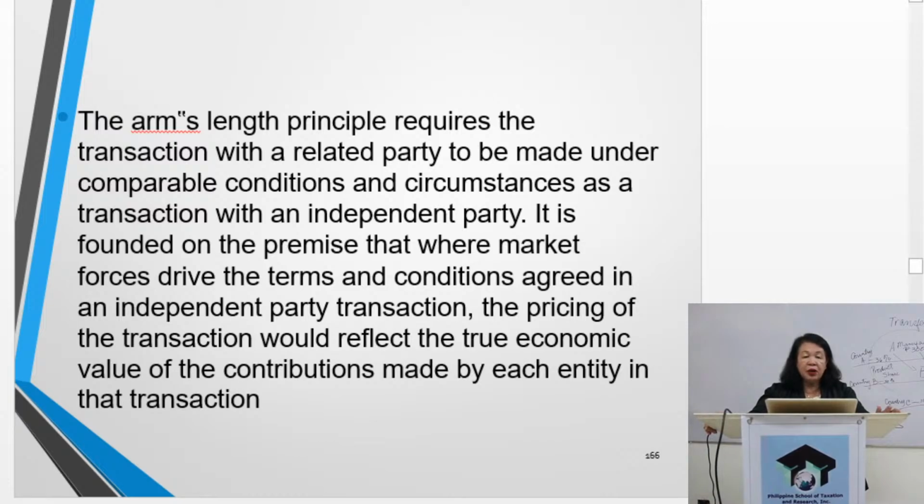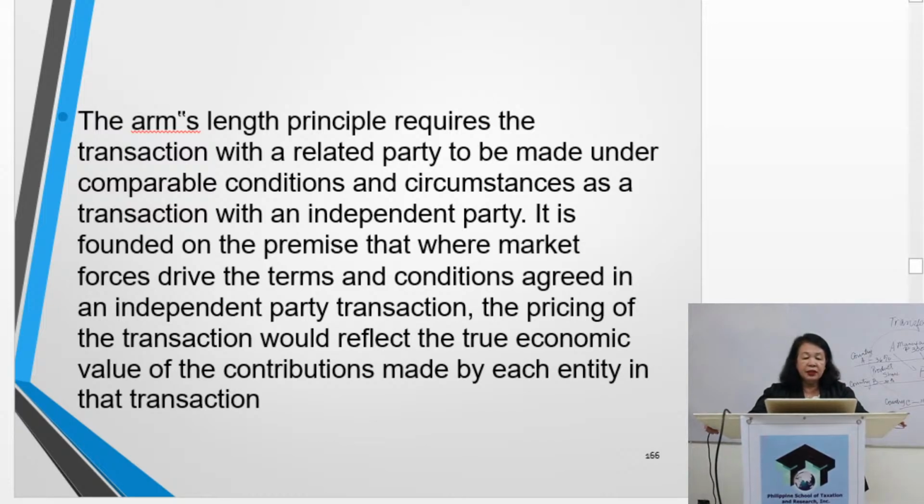So, going back to our discussions, Revenue Regulations 2-2013 or the transfer pricing guidelines, as discussed earlier, we adopt the arm's length principle as embodied in the OECD transfer pricing guidelines, and that arm's length principle is declared or provided in Article 9 of the OECD Model Tax Convention.